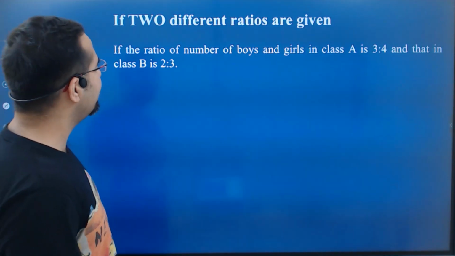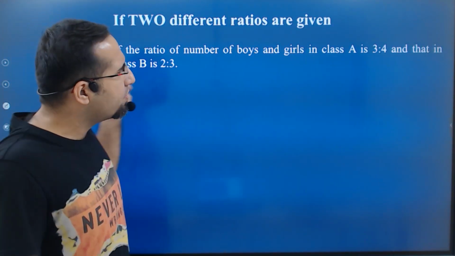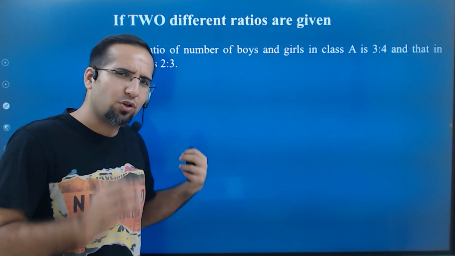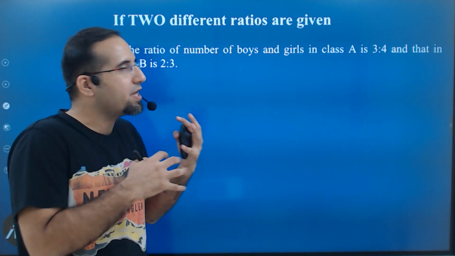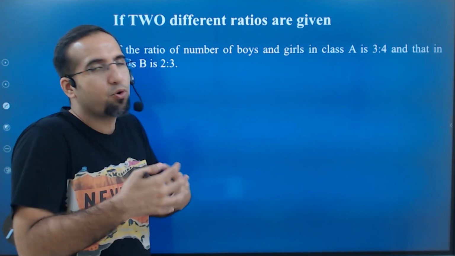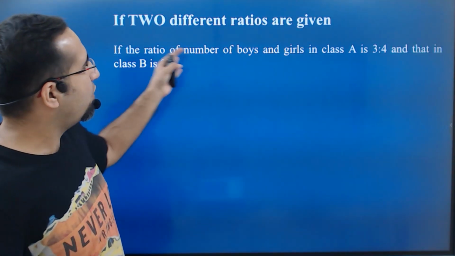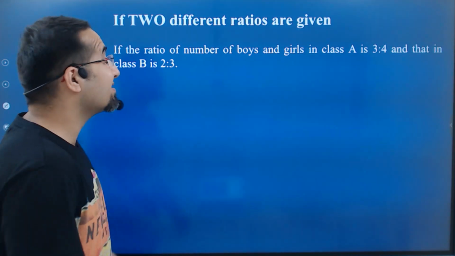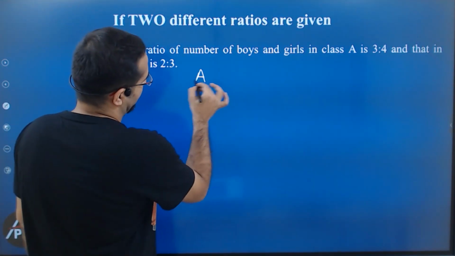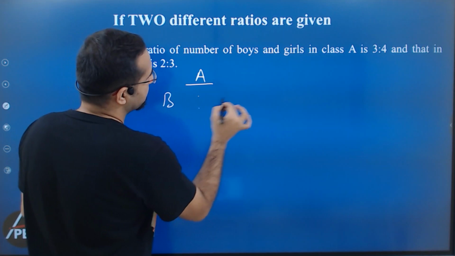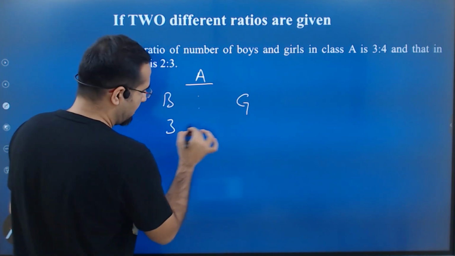Let's move to the next slide. Now, what if I'm given 2 different ratios? This is also very commonly mistaken, an error-prone area where students commit mistakes. Now, if the ratio of the number of boys and girls in class A, let me talk about class A, boys to girls is given to me as 3:4.